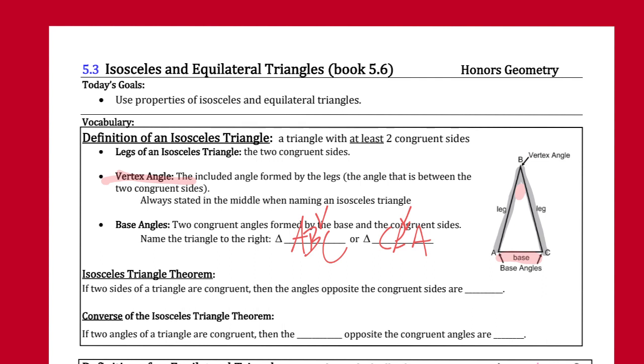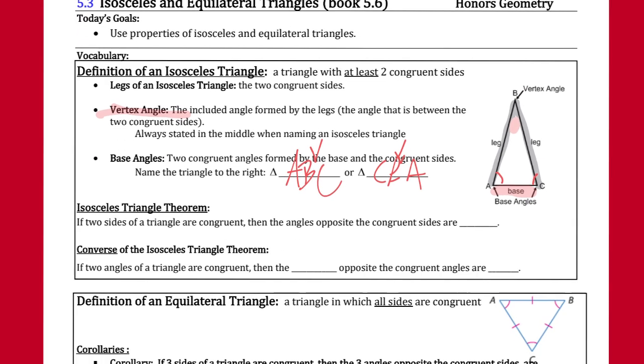Also, the base angles are the angles across from the congruent sides. The base angles will be congruent, just like the legs are congruent. And the vertex angle would be the non-congruent angle, assuming you have a true isosceles triangle, which has two sides that are congruent and one that is not.